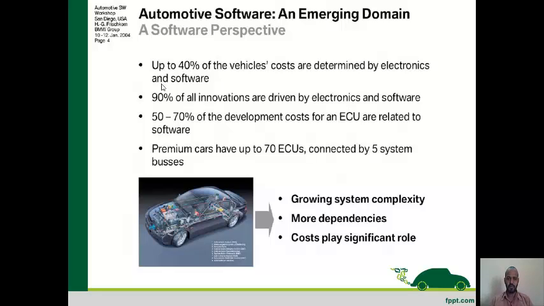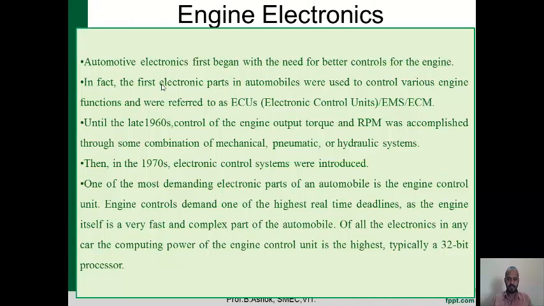A premium car may have up to 70 ECUs in a vehicle. If you take a normal Indian hatchback vehicle like a Maruti Swift or Maruti Swift Dzire, it might itself have 10 to 15, or minimum 15 ECUs. If you go for a premium vehicle like a Mercedes, BMW 7 Series, or Mercedes S-Class, in that category the number of ECUs will be even higher. Here the study shows that there will be a presence of 70 ECUs in a vehicle.